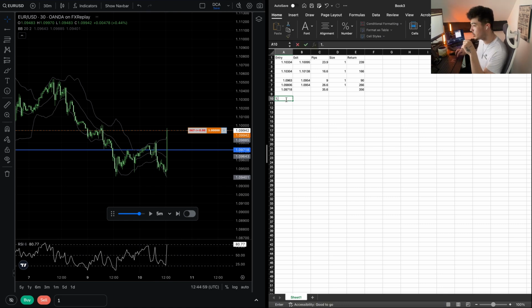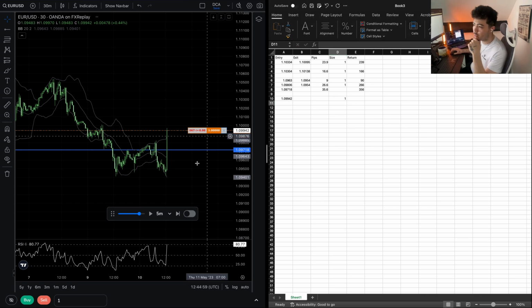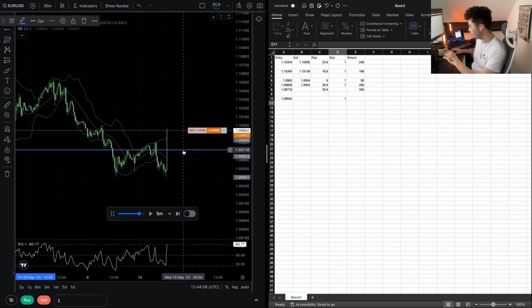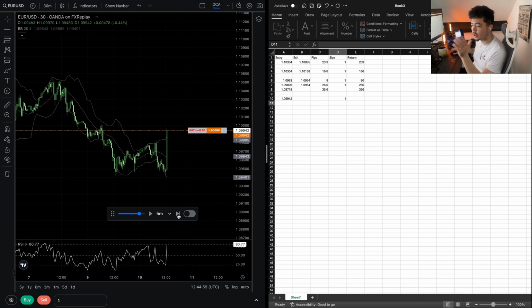So we add this into our journal, 1.09942. So we're always keeping track of our positions. There's no ifs, buts, and maybes and whatever else. We are just managing. That's all we have to do. Entries don't really matter that much. As long as we're managing positions, we're going to be safe.